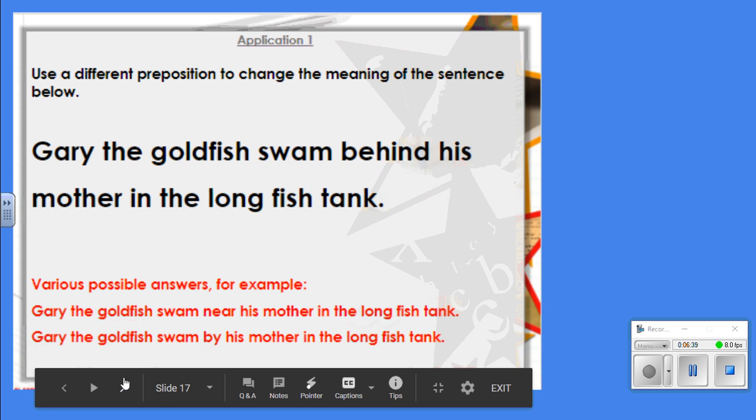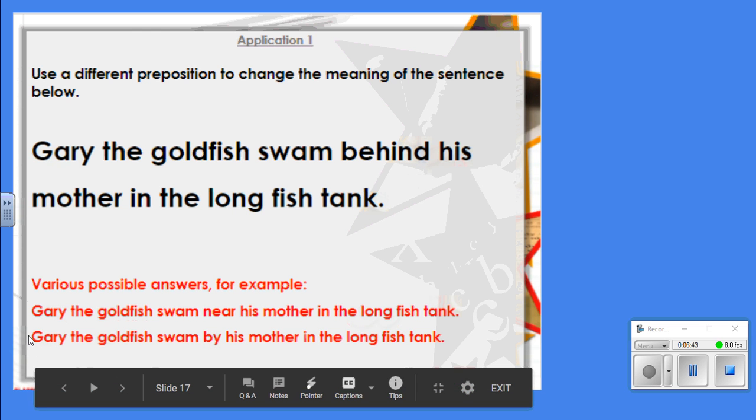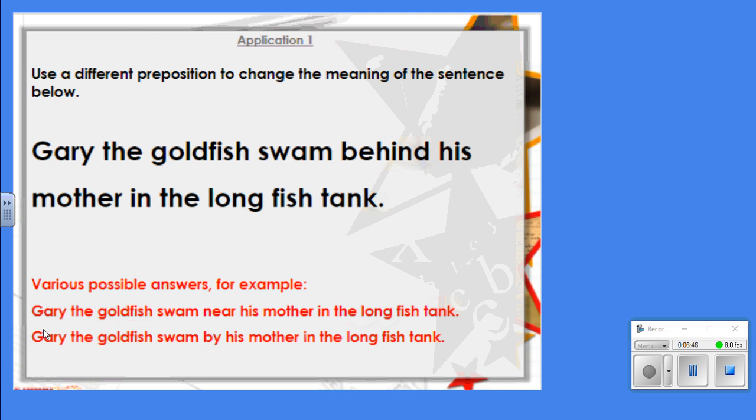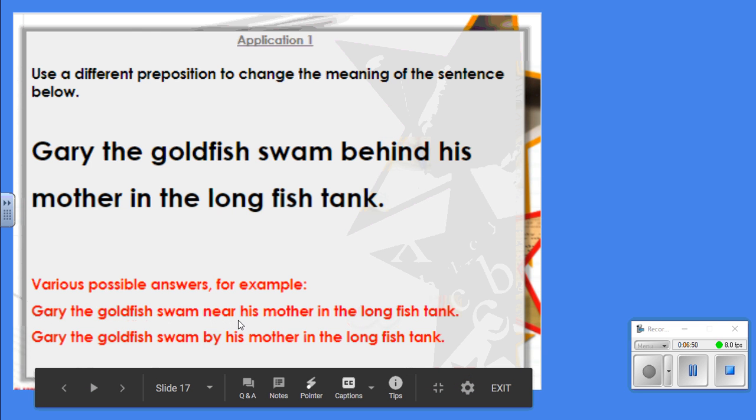Okay, so the preposition in this sentence was the word behind. So some examples of ways you could have changed that preposition: you could have changed it to Gary the goldfish swam near his mother in the long fish tank. Or you could have changed it to Gary the goldfish swam by his mother in the long fish tank.